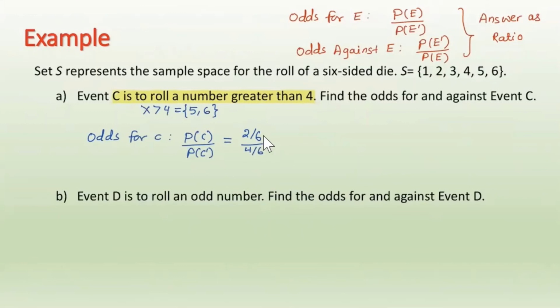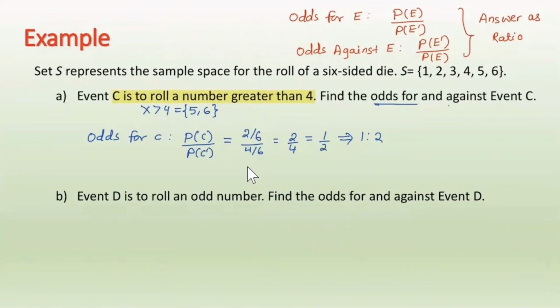Then you'll see that 6 and 6 are the same, so they get cancelled. You'll get 2 over 4, or when you reduce this, it will be 1 over 2. And when you write this as a ratio, this is 1:2. So that is the odds for C. Okay, that is the odds for C.